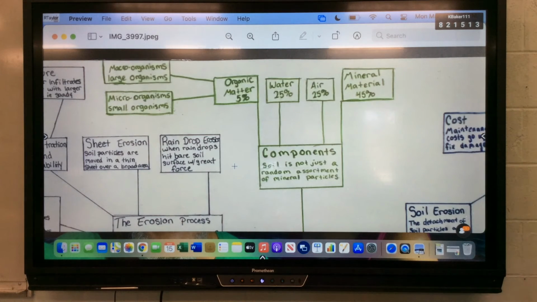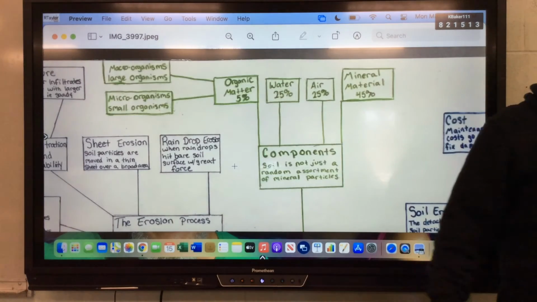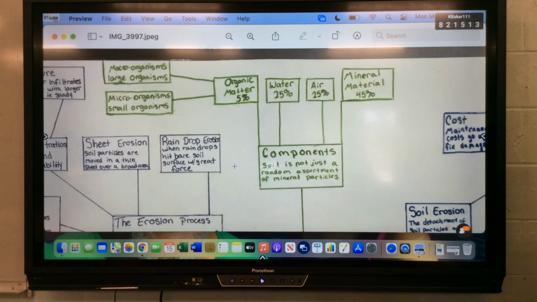So it does vary. But we like to think about the space inside a soil. 50% of it isn't even mineral matter. It's basically empty space that gets filled up with water and air. That make sense? So it's a lot more complex than just dirt, isn't it? And then the other 5% is what we call organic matter. It's things that are living in the soil or were living and are now in the soil.